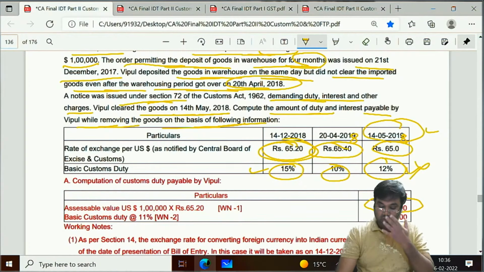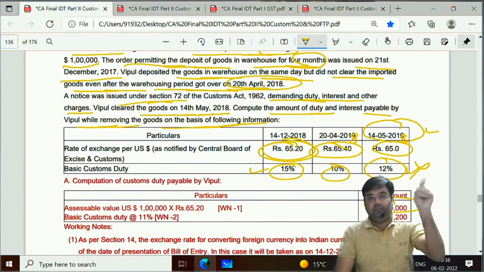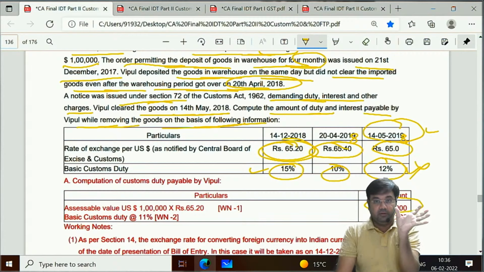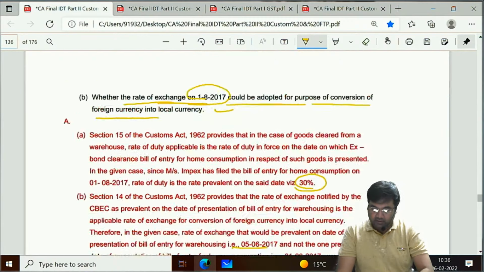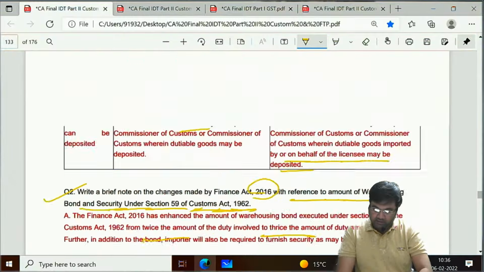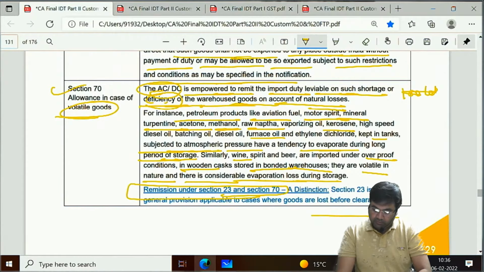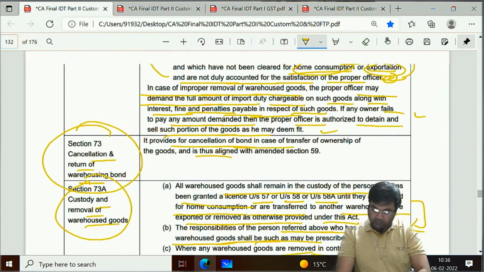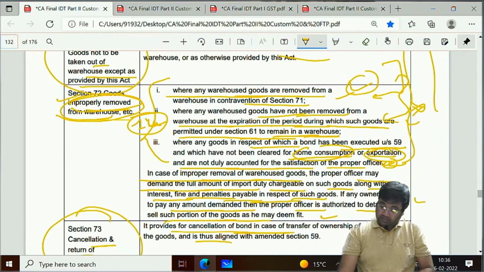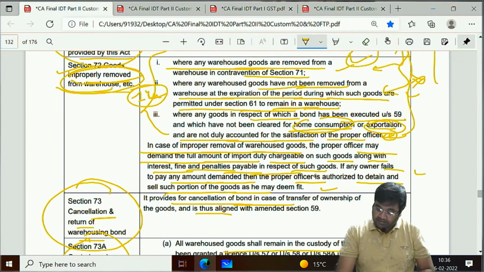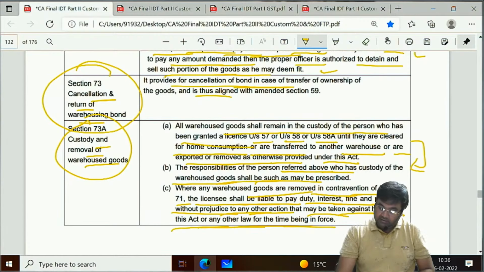So is this going to be the date? No, again no, because goods are improperly removed. Remember section 72: if the period has expired and you are not removing goods, then it is going to be said to be improperly removed. Under section 72 in that scenario, the goods are improperly removed, and the rate of duty is going to be of that date. That is going to be the date for the rate of duty because it's clearly written.